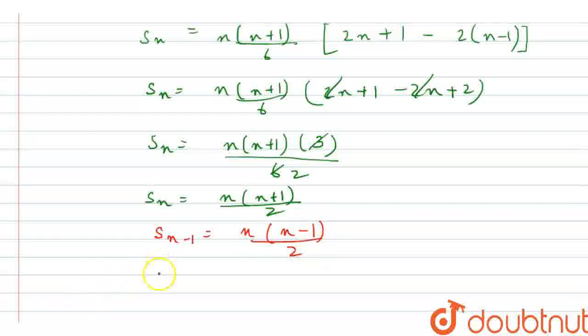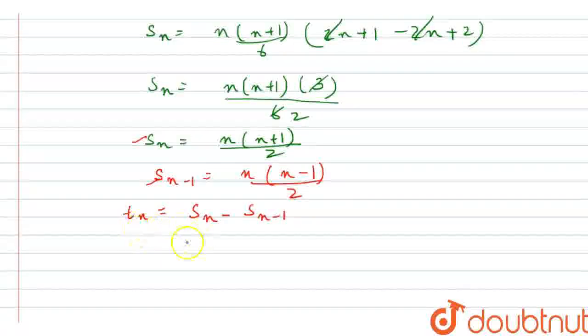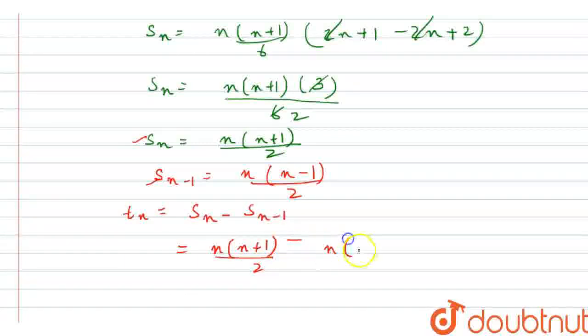Now we have to find the value of Tn. In the question it was asked to find the value of Tn. So we know that Tn is equal to Sn minus S of n minus 1. So this is Sn and this is S of n minus 1. So let's subtract. What we get is n into n plus 1 upon 2 minus n into n minus 1 upon 2.